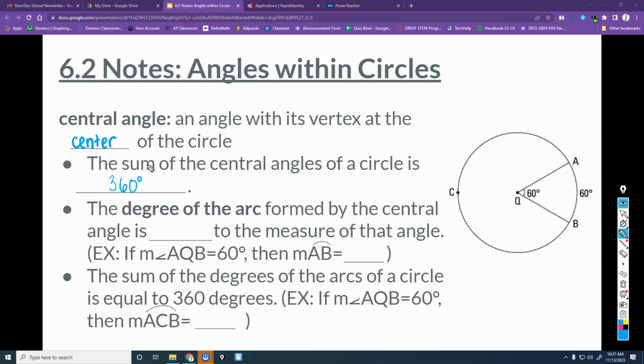Okay. The degree of the arc formed by the central angle is equal to the measure of that angle. Whenever we want to know the measure of an angle, they put this little M in front of the angle to show that you're looking for the measure. The measure, for example, of AQB, this angle right here, is 60 degrees. So therefore, the measure of arc AB would also be 60 degrees.